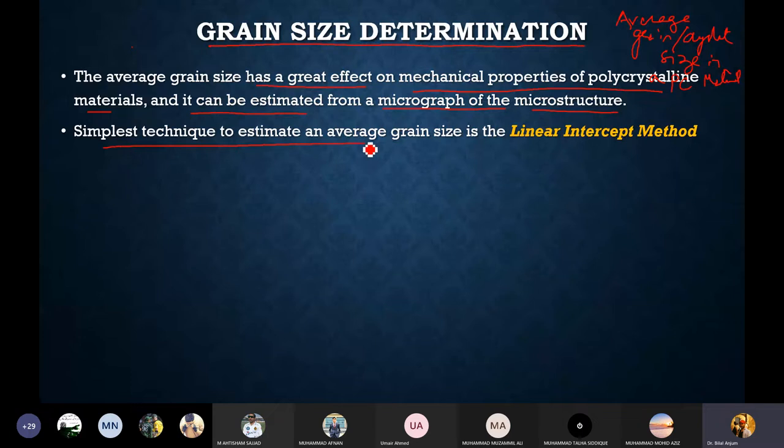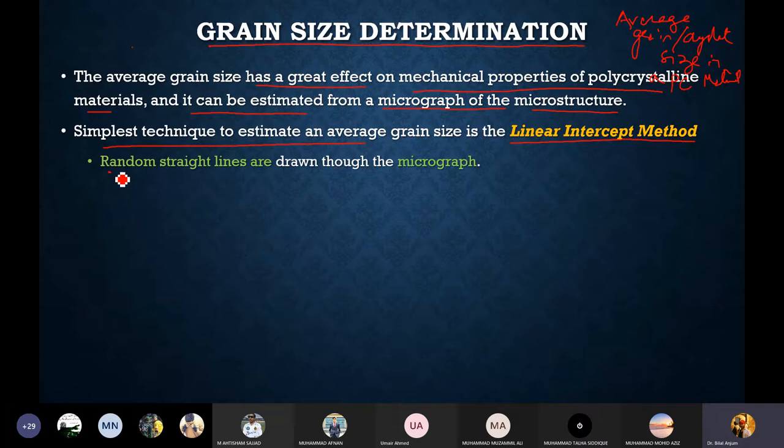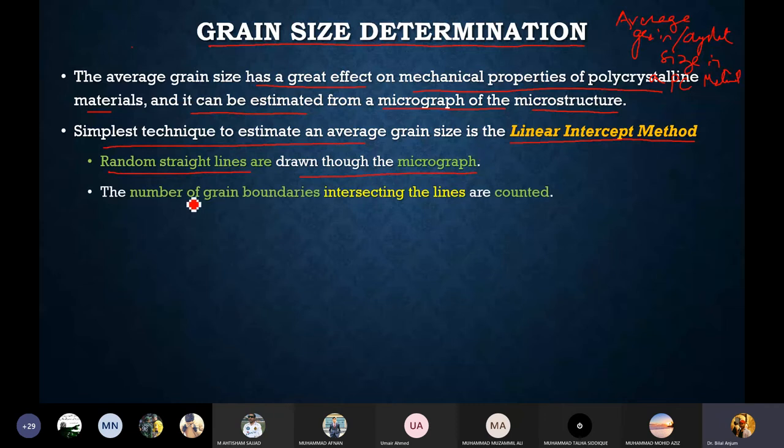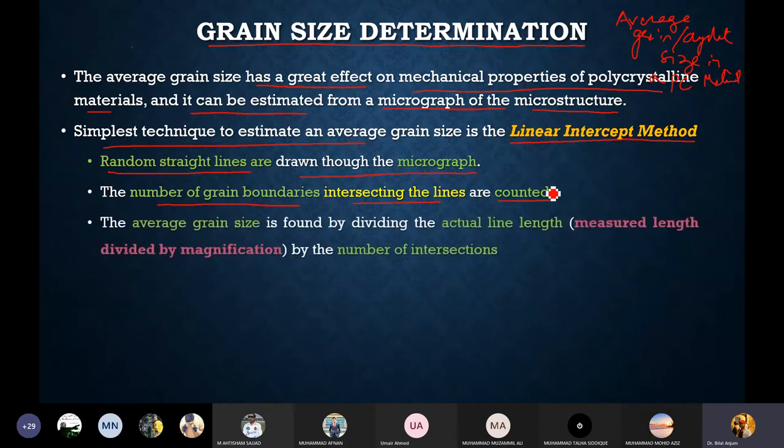The simplest technique to calculate the average grain size is the linear intercept method. In this method, you draw random straight lines through the micrograph. The number of grain boundaries intersecting the lines is then counted, and to calculate the average grain size, the actual length of the line is divided by the number of intersections. And how do you calculate the actual line length? You divide the measured length by the magnification at which you are looking.